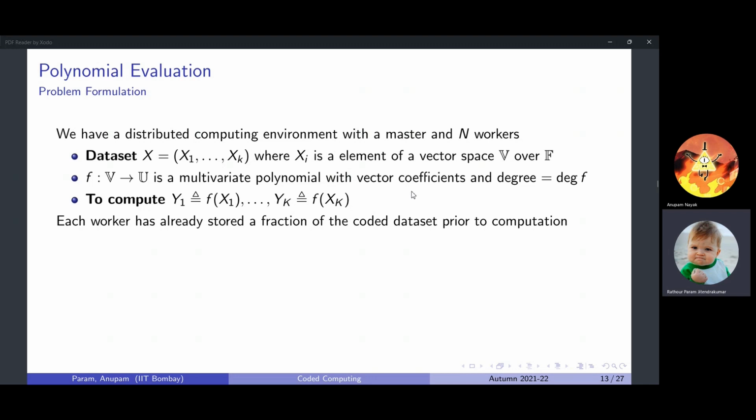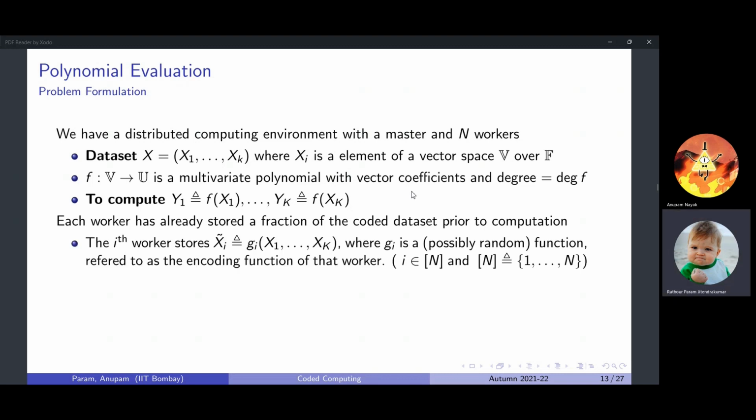So we want to somehow distribute x1 to xk to n workers and get the output. The ith worker will not store x1 to xk, because we also want to do straggler mitigation and other things that I will discuss later. So the ith worker will store some g_i of x1 to xk, which can even be random; all these technicalities we will discuss later. And we have a notation where i belongs to bracket of n, and bracket of n is just 1 to n.